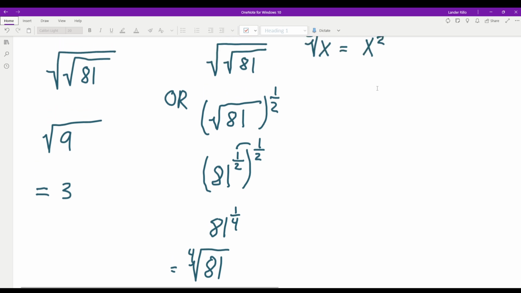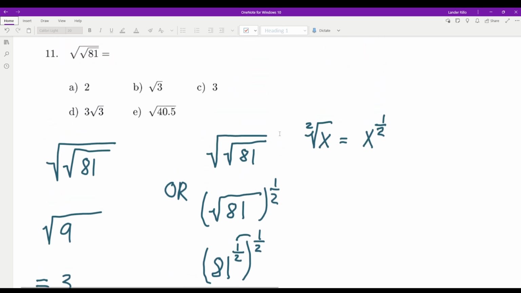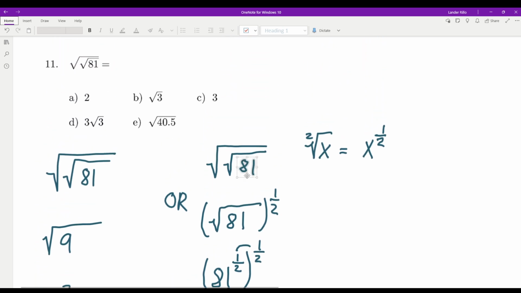One is much harder, but what if there's a case where we don't know the inside, like it isn't 81, we don't know if it's a square, say 54, then you would have to do something like this. But since it's easy, we know what the square root of 81 is, it's better to do this method, and you just get 3 as your answer.